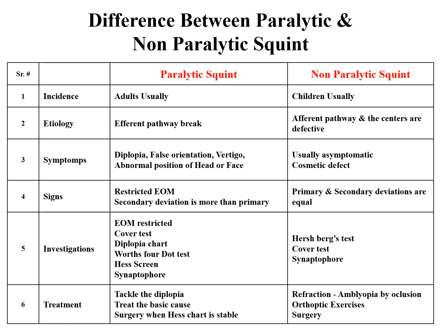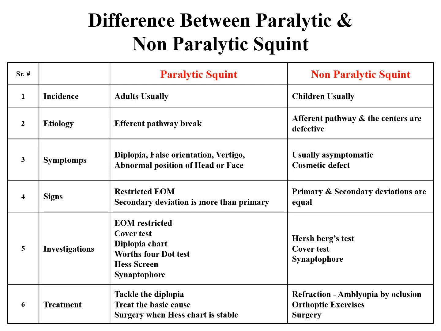As far as investigations are concerned, in case of paralytic squint, we see the extraocular movement restriction. We do the cover test, diplopia charting, Worth 4 dot test, Hess screening, and ultimately we measure and give exercise with the synaptophore. But in case of concomitant squint, there is no restriction of extraocular movements, so primary or secondary deviations are equal on cover test. And with the synaptophore, we can exactly measure the deviation and also give exercise to the patient.